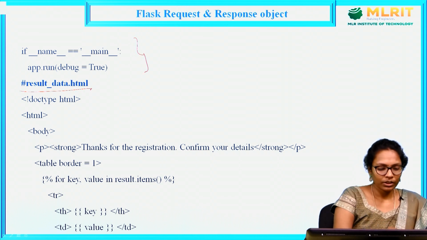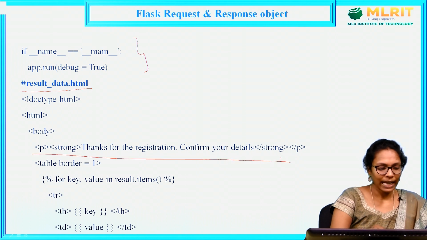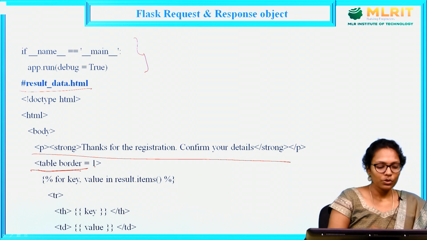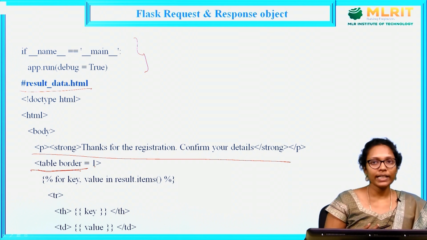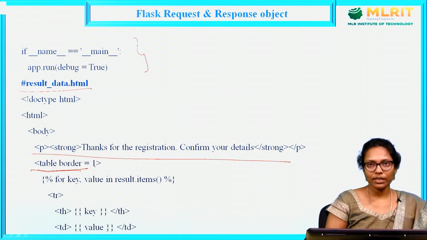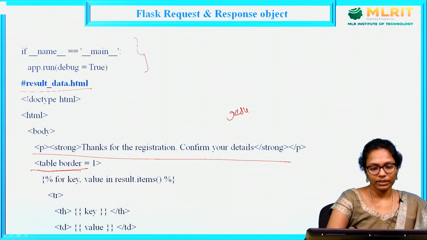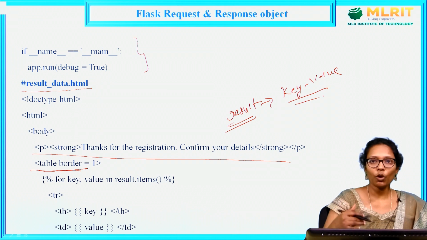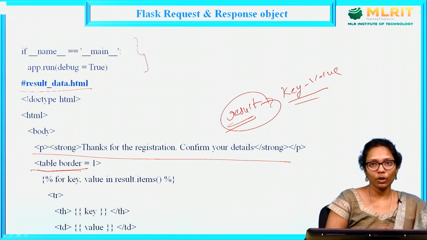Here you are giving some paragraph message, and after that I am creating a table with a border of 1. Inside the table and inside the HTML, I am using some Python statements to display the data. From the Python application, you have sent some data. What is that data? Result. So what is this result actually? It contains key-value pairs of that complete form data. Whatever the form data is, that complete form data is available in a variable called result.